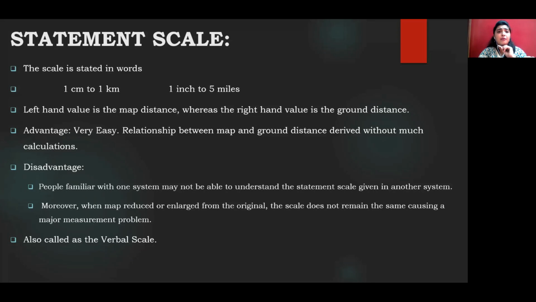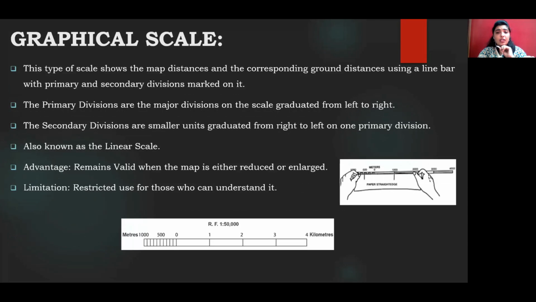Moreover, when I am enlarging or reducing a map from the original, the scale does not remain the same. So if I'm enlarging it, the scale changes. If I'm reducing it, the scale changes. And this will definitely not help me. So it has two disadvantages, apart from being very easy. It is also known as the verbal scale.